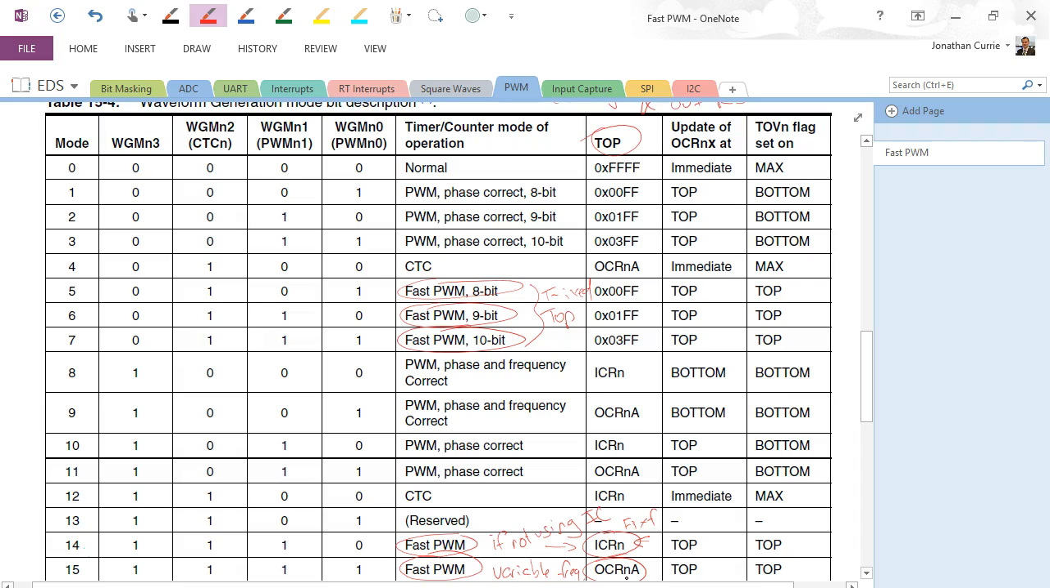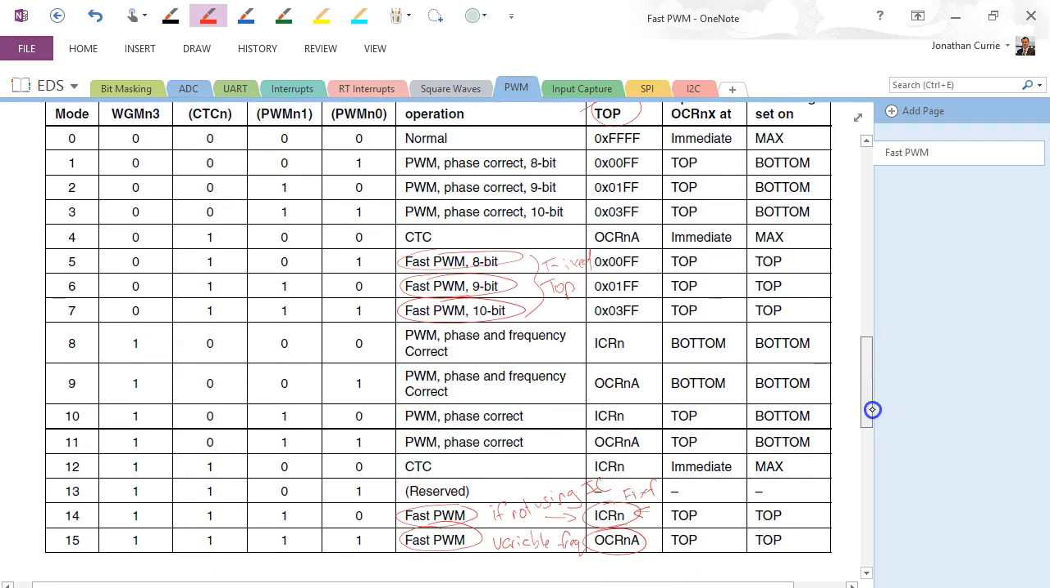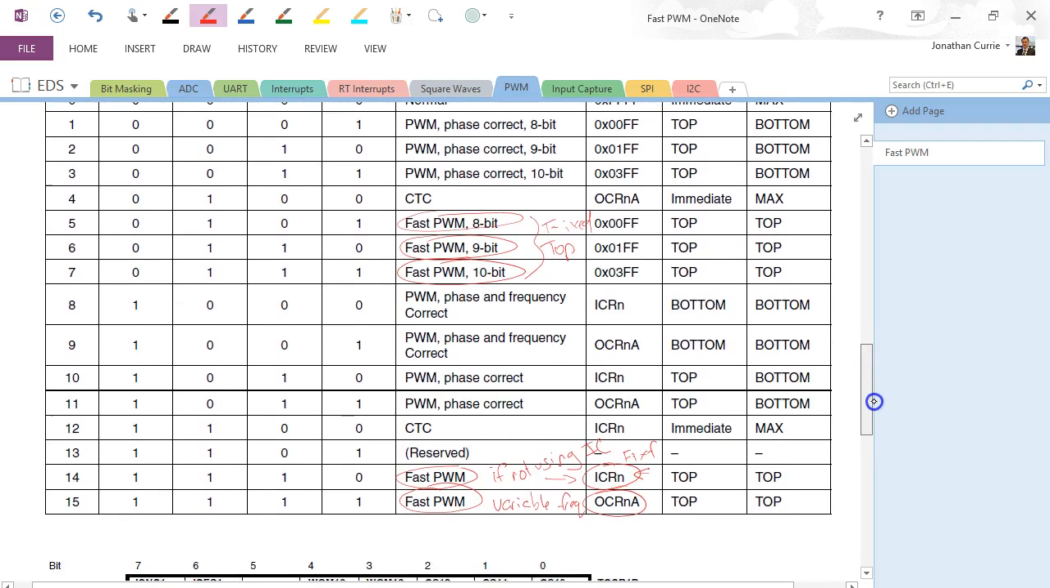One thing to be aware of is that if you are using OCRnA as the top value, then we can't also use it to set the duty cycle associated with our channel A output. It won't do both. You'll end up not generating PWM if you do that.